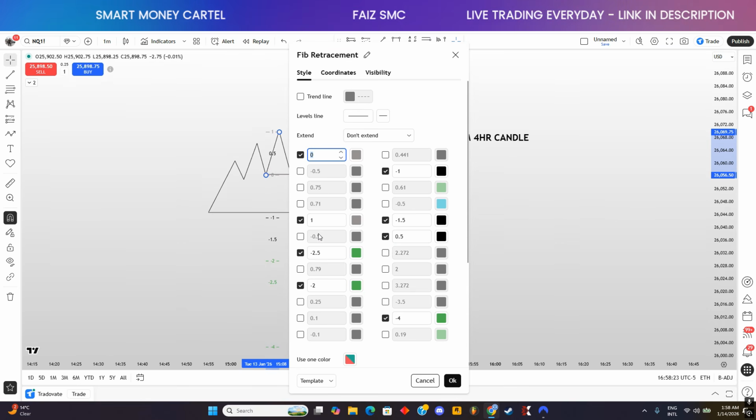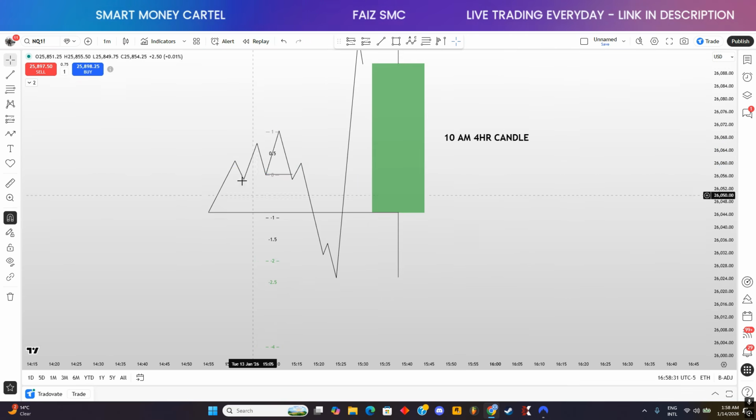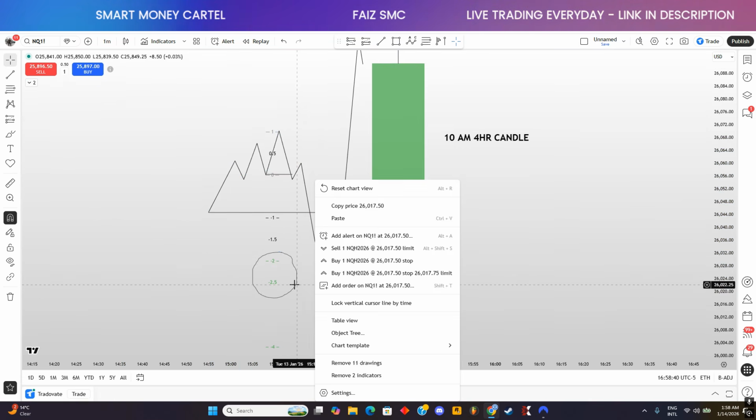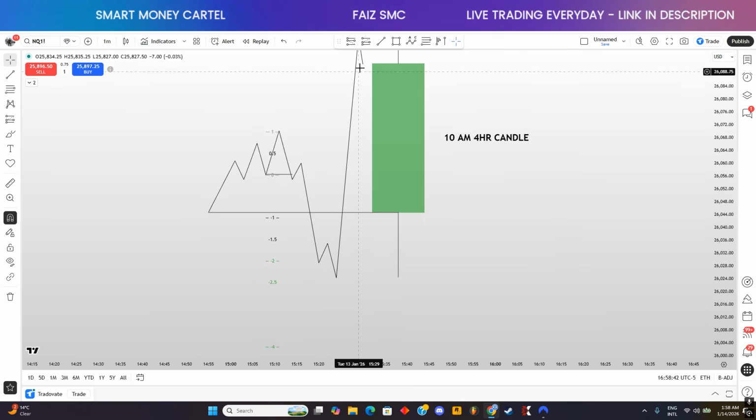Now you want to copy these settings: 0, 1, -2, -2.5, -4, 0.5, -1.5, and -1. So the manipulation phase is usually going to end at -2 and -2.5 of standard deviation. That is from where price will look to distribute higher. So when price reaches -2 and -2.5, you can expect a distribution phase starting. But this is not all. We have to look for some other confirmations as well.